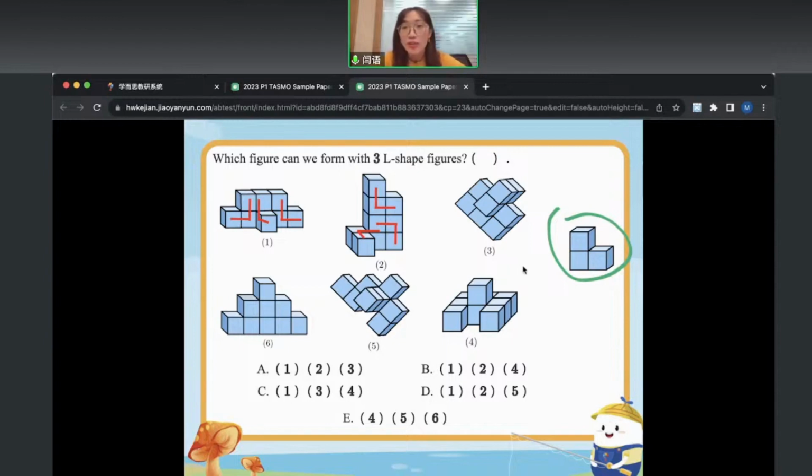For the third one, again, let's have a look. This is an L shape, and can you find more? Look, the second one, turn it upside down, another L shape. And what about the third one? The third one is on the top. Okay, so here you see, this is the last one. Okay, so in this way, we can figure out the answer should be A. Easy?